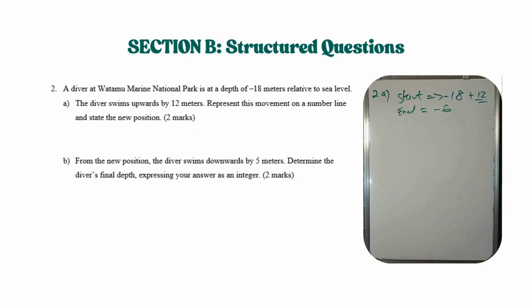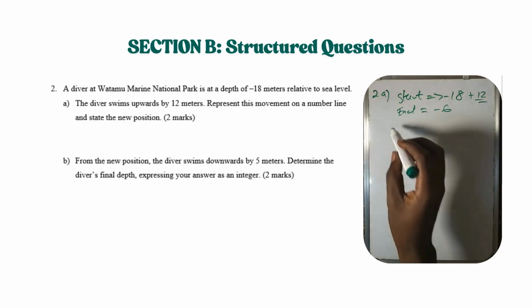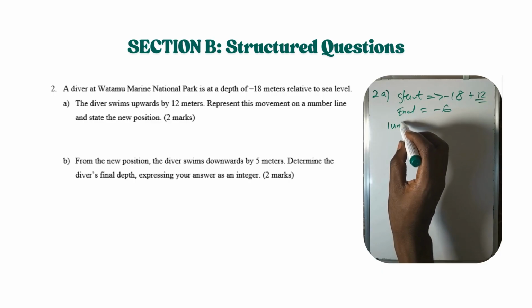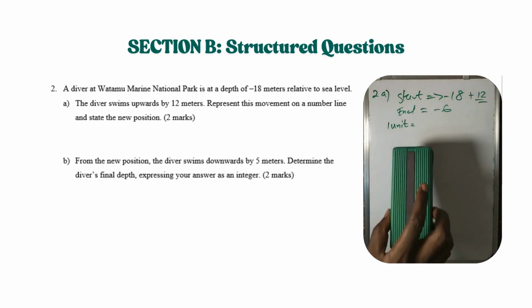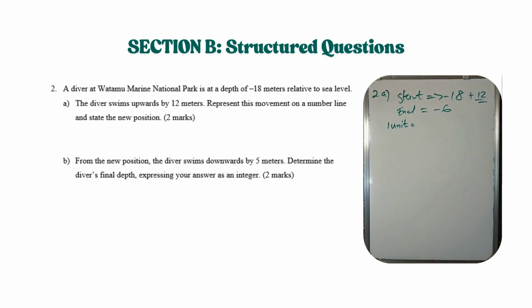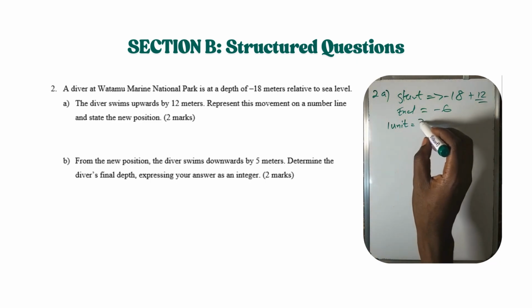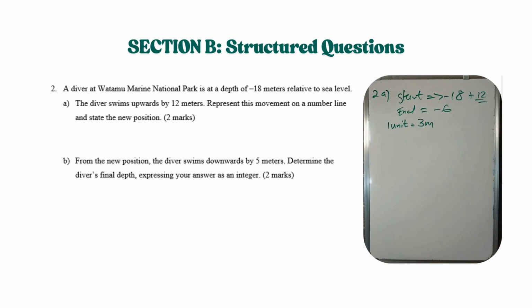So let's do our number line. Since negative 18 is too large, let's use a scale. You can use 1 unit equals 3 meters. Actually, 3 meters won't work well, so 1 unit will represent 2 meters. Our number line will be such that we start from negative 18 and end at negative 6. So let's draw.